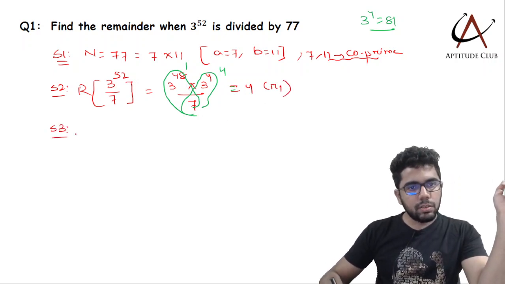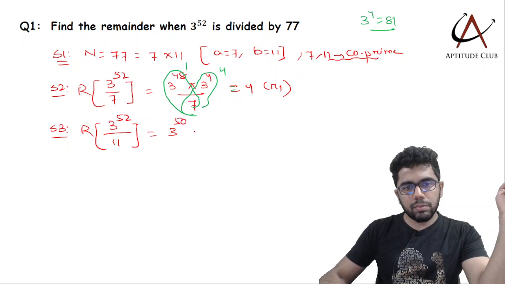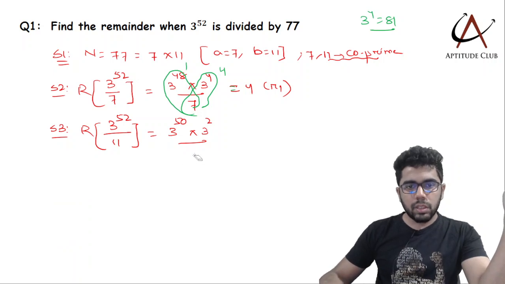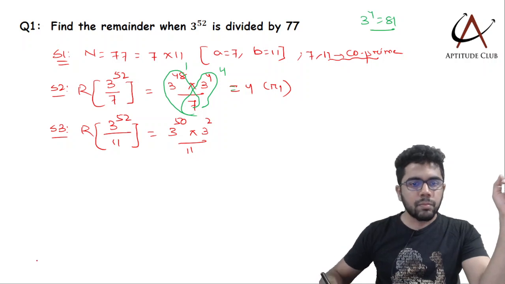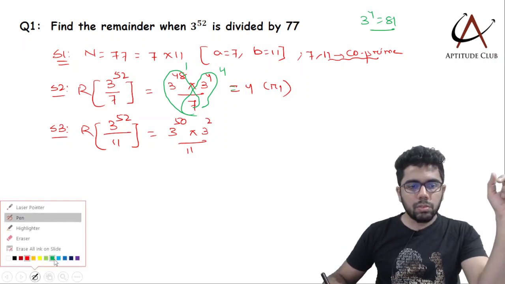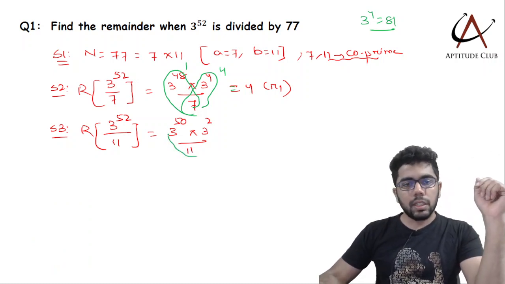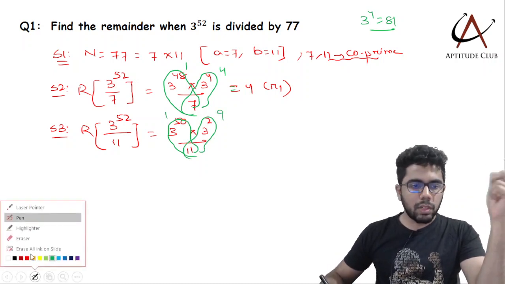Then step 3, I'll have to find the remainder of 3 to the power 52 when divided by 11. So I'll break it as 3 to the power 50 into 3 to the power 2. We have already solved these small questions in the Fermat's theorem video. Do watch that, you will understand what I am trying to say here. It is a very easy thing, Fermat's theorem. So 3 to the power 50 and 3 to the power 2, again because you have 11 here, the power will be 10 or any multiple of 10, so the remainder will be 1. So here the remainder is 1, whereas here the remainder is 9. So 1 into 9, I got the value of R2 as well.